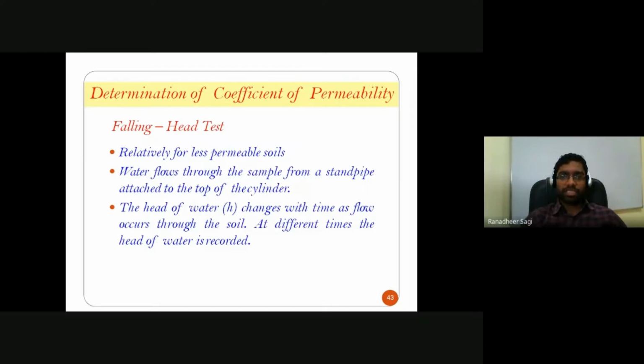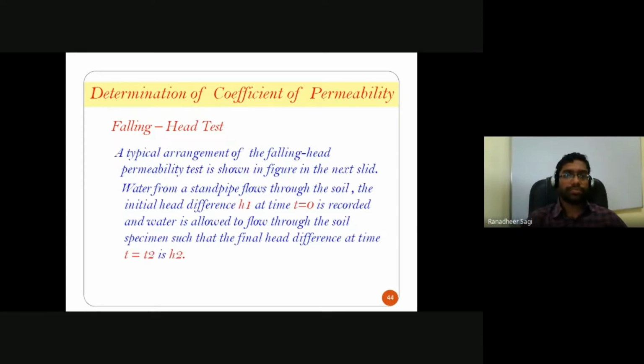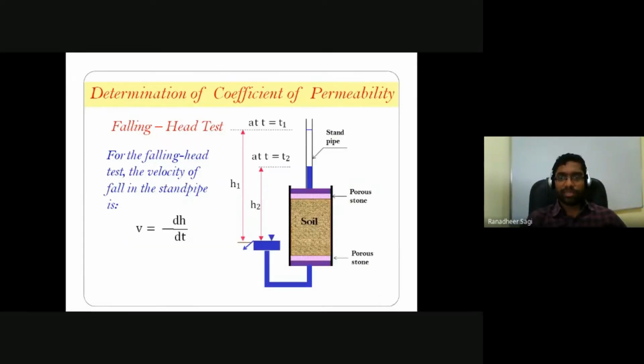At different times, the head of water is recorded. So at time t equal to t1, what is the head available in that standpipe? At time t equal to t2, what is the head available in the standpipe? According to those head levels, how the head level is varying in the standpipe over the time variation of t1 to t2, we'll be able to calculate the K value. So we are going to be talking about a typical test setup, okay? Which looks like this.